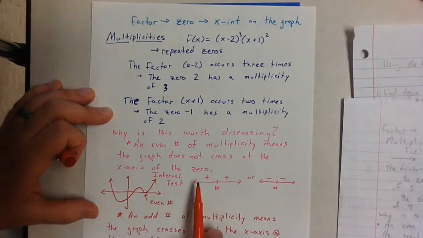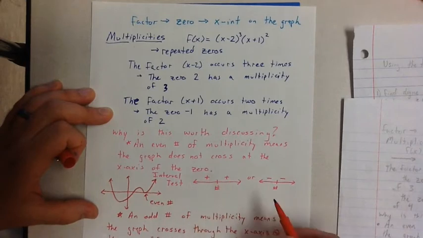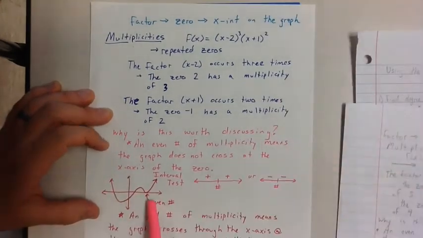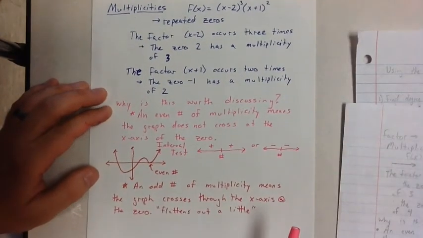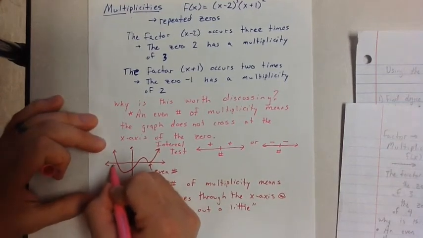So with an even multiplicity, there was no sign change. With an odd multiplicity, that's what we're used to. We're used to seeing positive to negative, or negative to positive. So we see in our graph example where we had an even multiplicity. We can also see 2 locations where we had an odd.